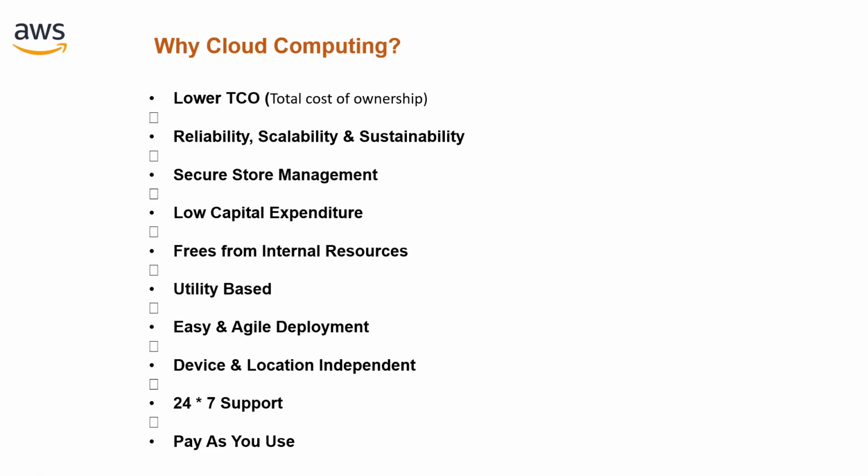And the next thing is easy and agile deployment, and device and location independence, right? Agile is nothing but a kind of quick, right? Device and location independence: you can access your cloud environment from anywhere or all over the globe. If you just have a laptop with good internet speed, a phone with good internet speed, or a tab with internet speed, you can access it.